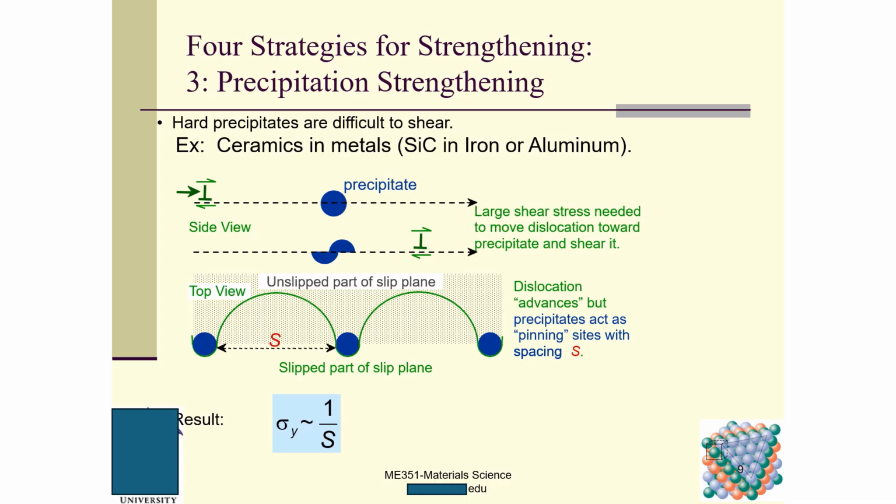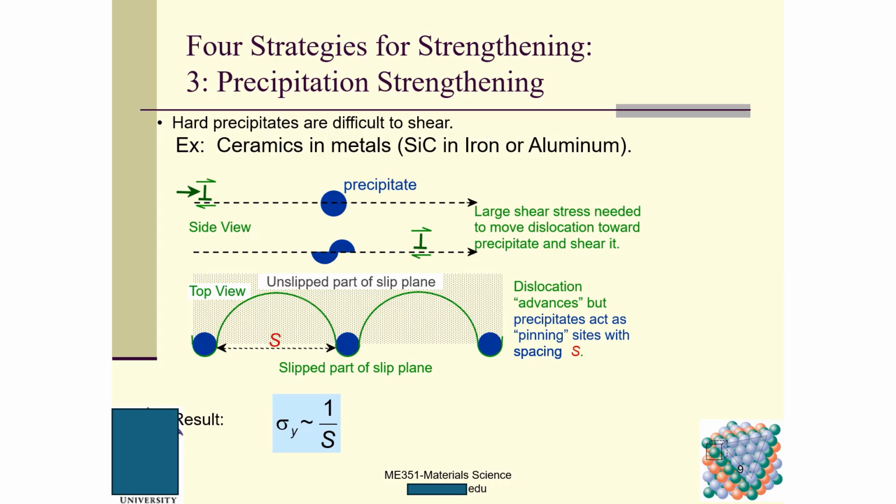So what is precipitation? The hard precipitates are difficult to shear. For example, here are the atoms, and this is the lattice. Suppose we have a precipitate here. So how can we shear this one? This is the original state. Suppose by some means we apply a very high magnitude of shear stress, and then we shear this particle this way.